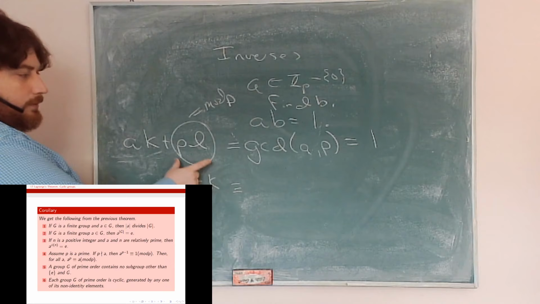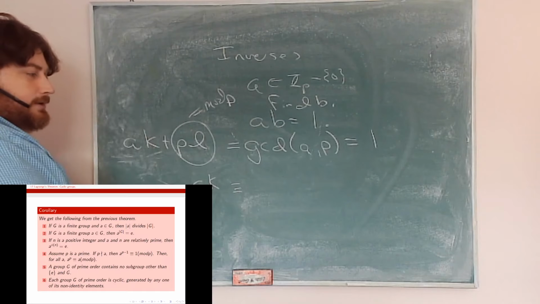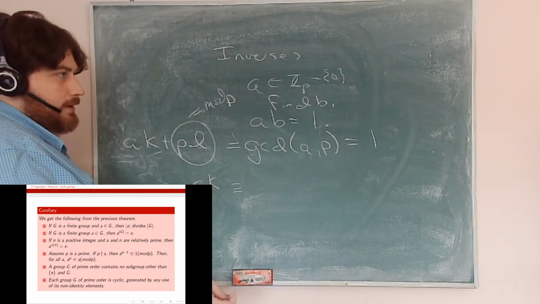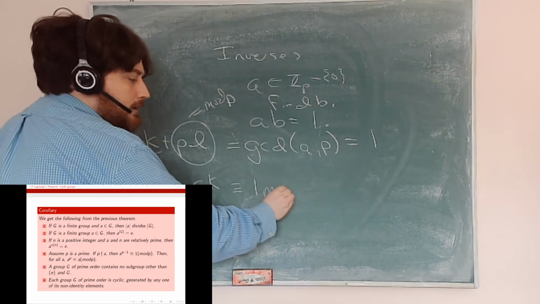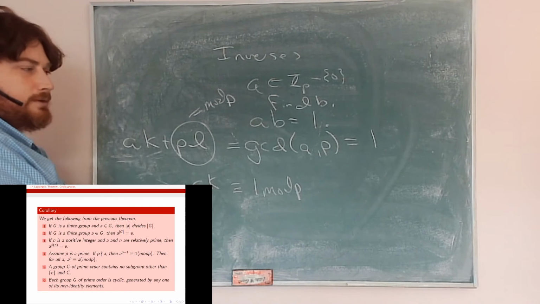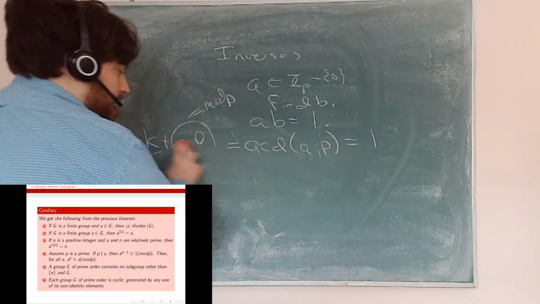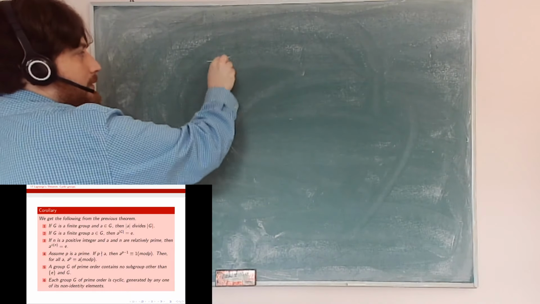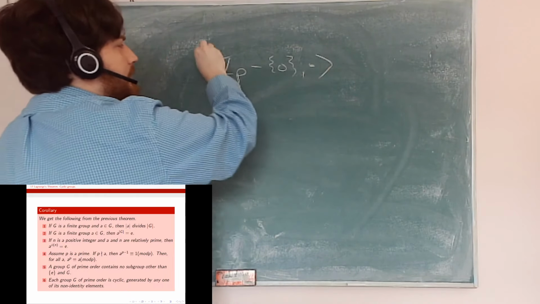So therefore, by this theorem, for any A in Z sub P non-zero, there exists an integer K such that A times K is congruent to 1 mod P. Therefore, every element in here will have an inverse because there will exist a K such that A times K is equal to 1 mod P, and this K becomes my inverse. All right. Z sub P not 0 under multiplication is therefore a group.